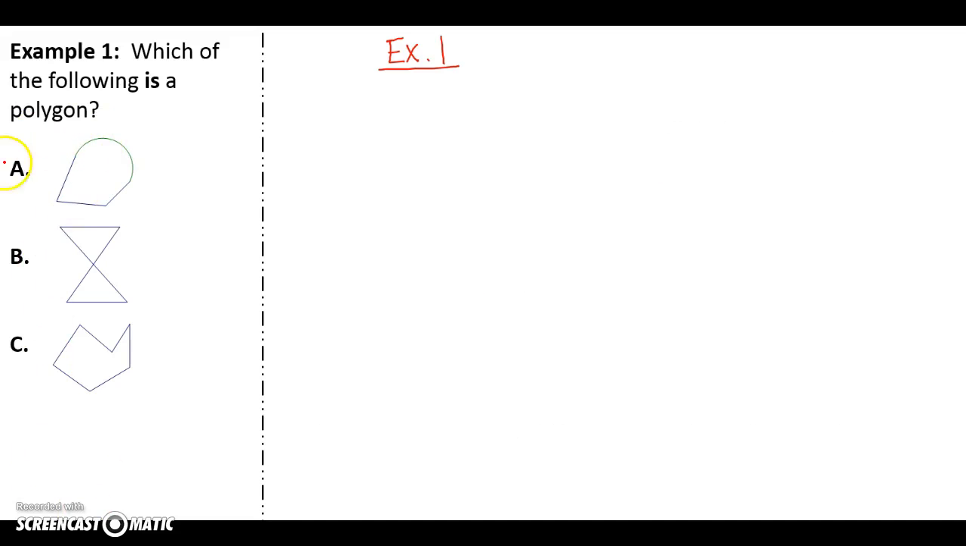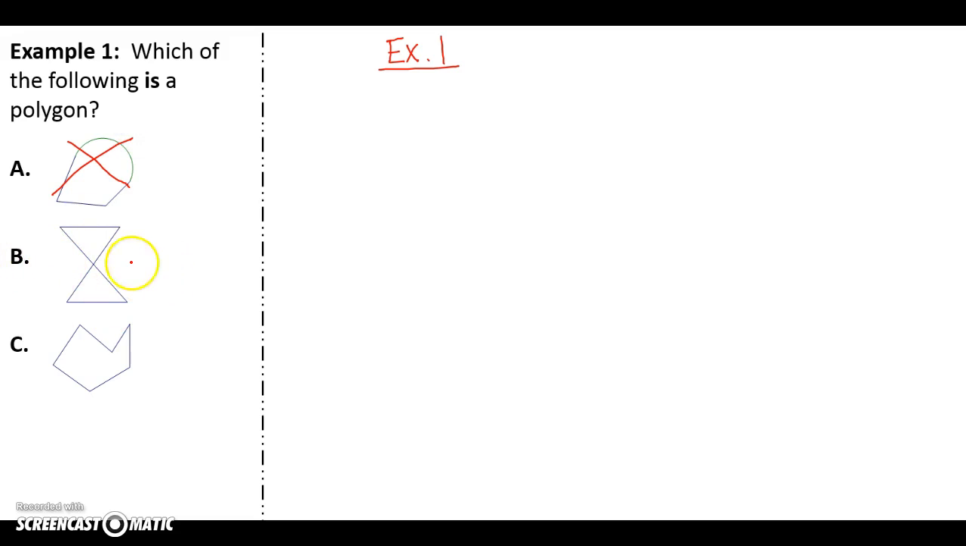So if I look at this first one, letter A, is letter A a polygon? Well, I'm hoping that you say no, because letter A has a curve. And so this is not a polygon. Polygons are not made up of curves, they're only made up of segments. So that is not.